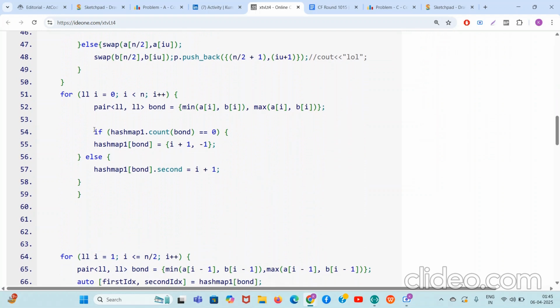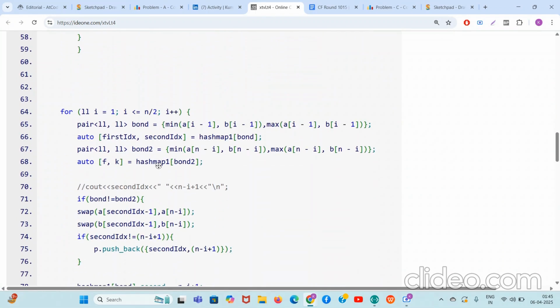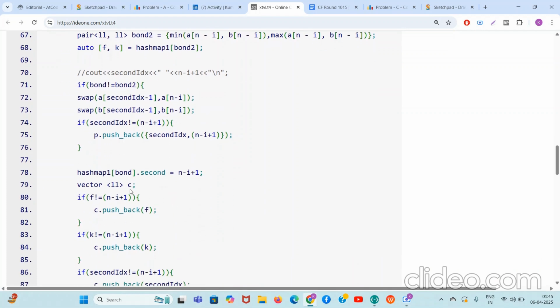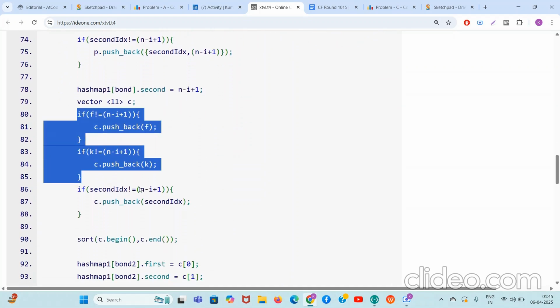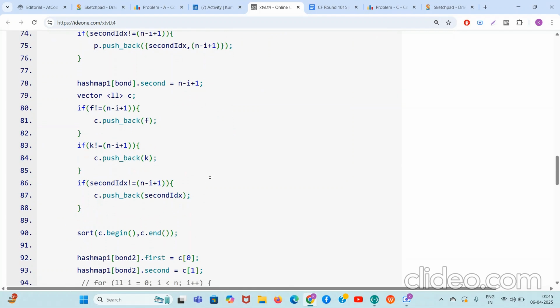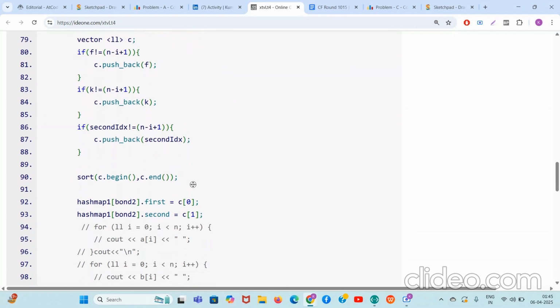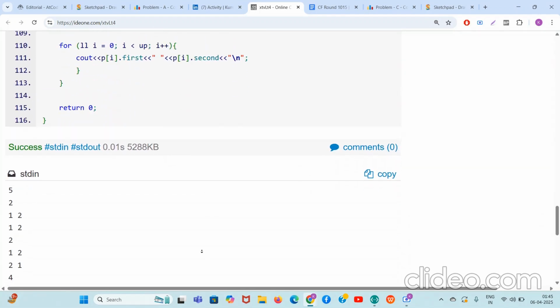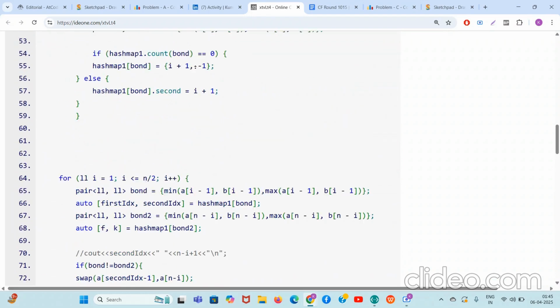So guys, once the bond is done, then finally you travel from 1 to n by 2. You find the second occurrence of this bond. You swap it with the relevant bonds, and you update the respective hash maps. There are some tricky cases here. Be careful, or you can screw up. And after fixing everything, guys, this starts working. Done. Nice.